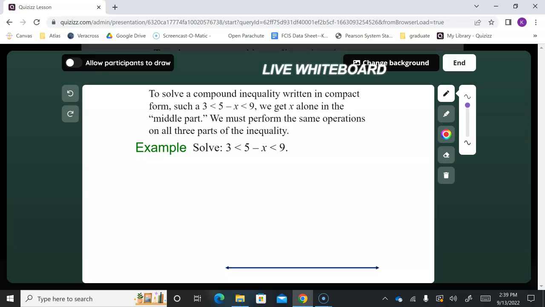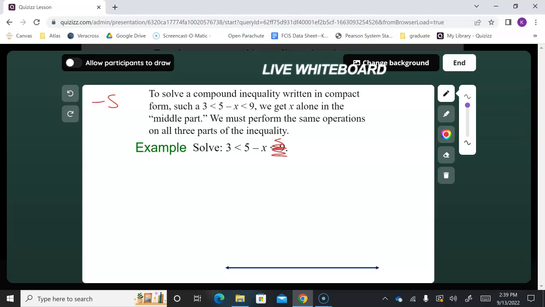So let's ignore this less than 9 for a minute. We'll come back to it, but let's ignore it for now. What would be my first step in solving for x? With 3 is less than 5 minus x, what would I do first? Oh, add 5. Okay? So my first step is to subtract 5. And then I'm going to be left with negative x.